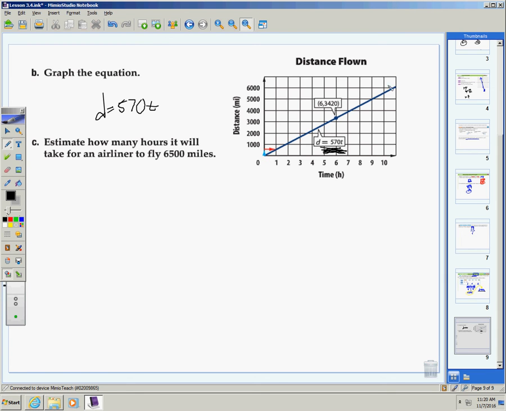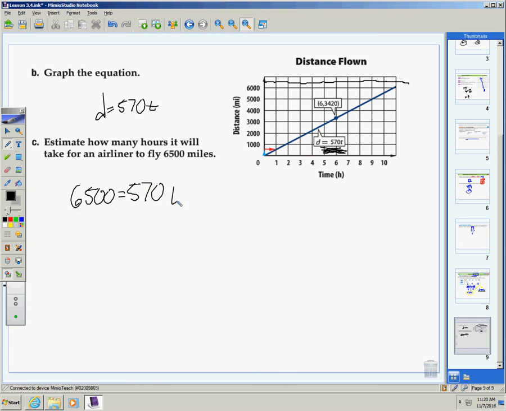And then I want to estimate how many hours it will take an airliner to fly 6,500 miles. Well, 6,500 is about right here. So I know it's probably going to be around 11 and a half or 12 hours. But how could I know for sure? Well, I could use my formula. I want to go 6,500 miles, and I want to know how long that's going to take me.